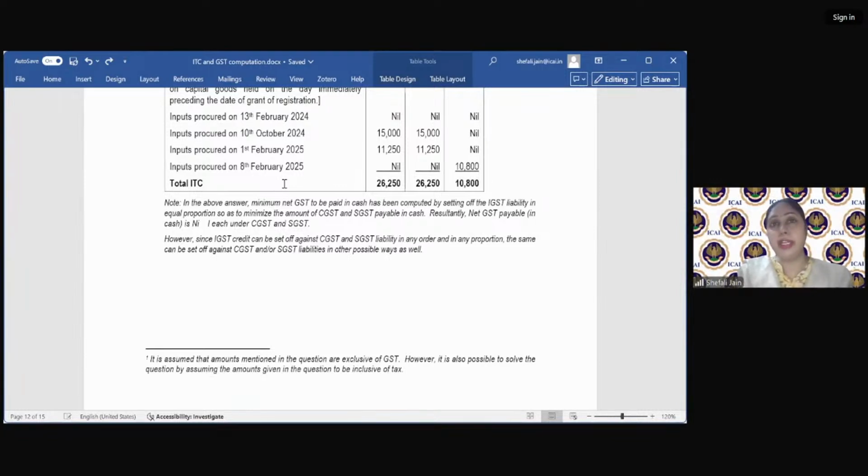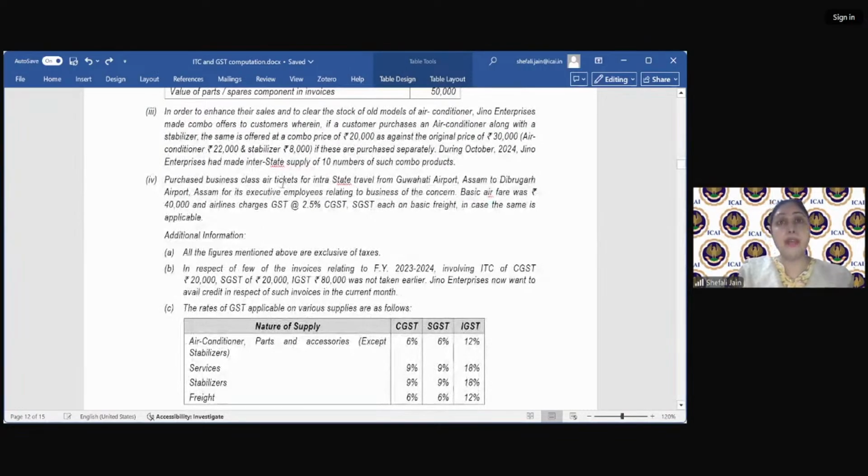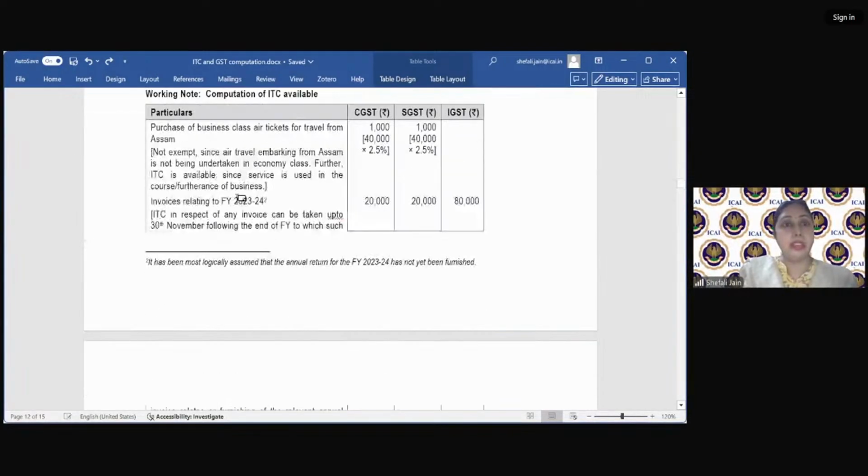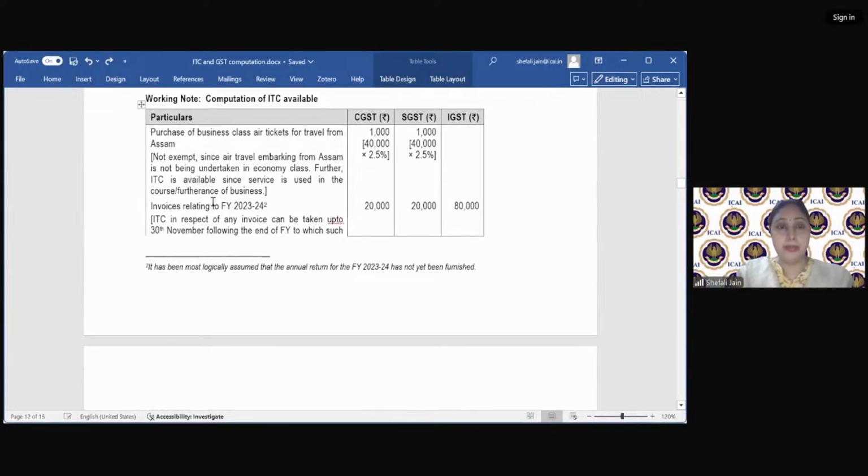If it is not provided in the question whether the receipts or amounts given are inclusive or exclusive of GST, you can take either situation and answer your question. The only thing is you have to state that assumption clearly in your answer. Similarly, in this question, the invoices pertaining to financial year 23-24 were given, and the question required the students to find out till what time they can take the credit.